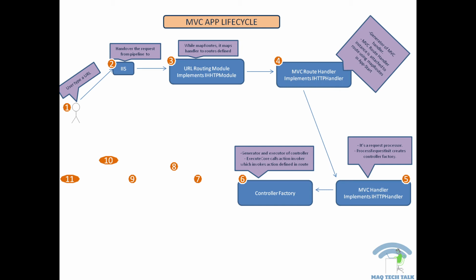Within a controller there is a base class function, ExecuteCore, which calls the action invoker, which invokes the action defined in the route, whatever method or page has been requested. I believe you get what I want to say. Then the flow is transferred to the action invoker. From step 7 onwards, the process is pretty straightforward.